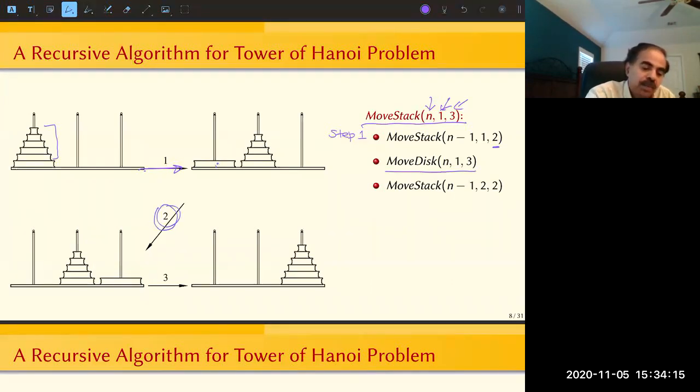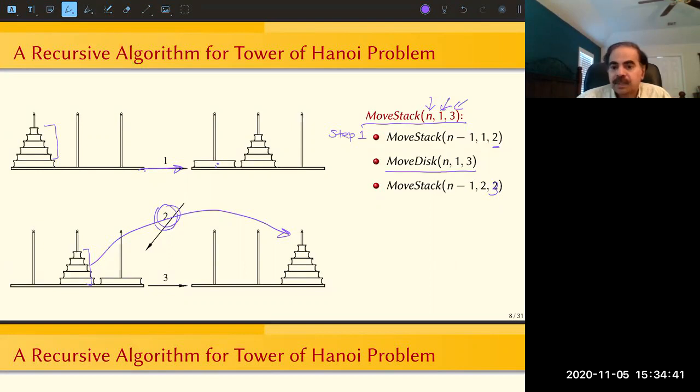So step 2 moves a single disk. And then the third step, I want to move the stack back on top of 3. So I guess it should say 2, 3, right? So move stack of n-1 disks from peg 2 to peg 3. Okay, so this is the algorithm for Tower of Hanoi.